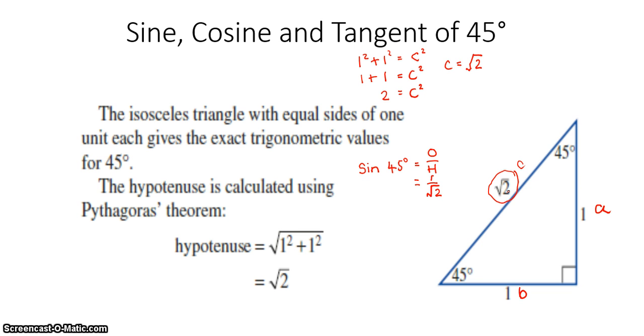Now let's look at cosine. Cosine of 45 degrees is equal to the adjacent side over the hypotenuse. If we look at this 45 degree angle again, we can see that the adjacent side is 1 and the hypotenuse is root 2. So cosine of 45 degrees is also equal to 1 over root 2.